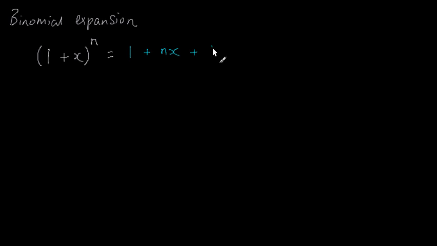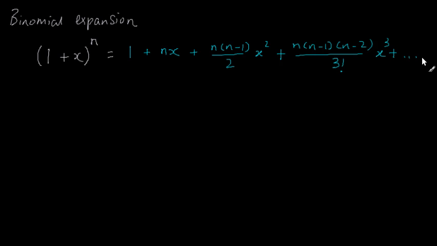The third term is n times (n minus 1) over 2 times x squared, plus, and the next term is n times (n minus 1) times (n minus 2) over 3 factorial times x cubed, plus dot dot dot and so on.